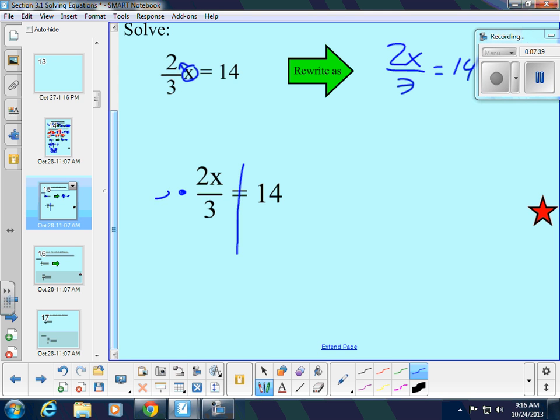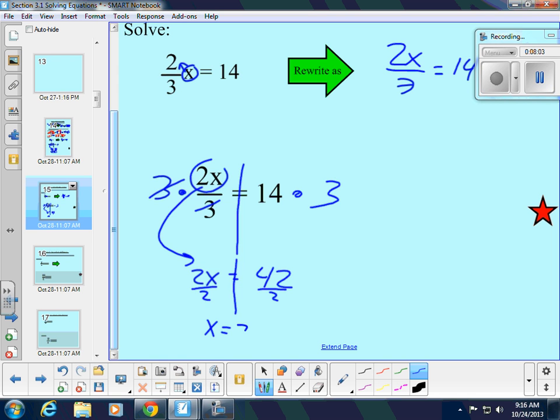First, we'll deal with the dividing. They're dividing by 3, so I'm going to multiply by 3. So if I multiply both sides by 3, these 3's will cancel out for me. All I have left on this side is 2x. So 2x equals, well in this case 14 times 3 on the other side, that gives me 42. And now if I just divide both sides by 2, I'm going to get x equals 21.